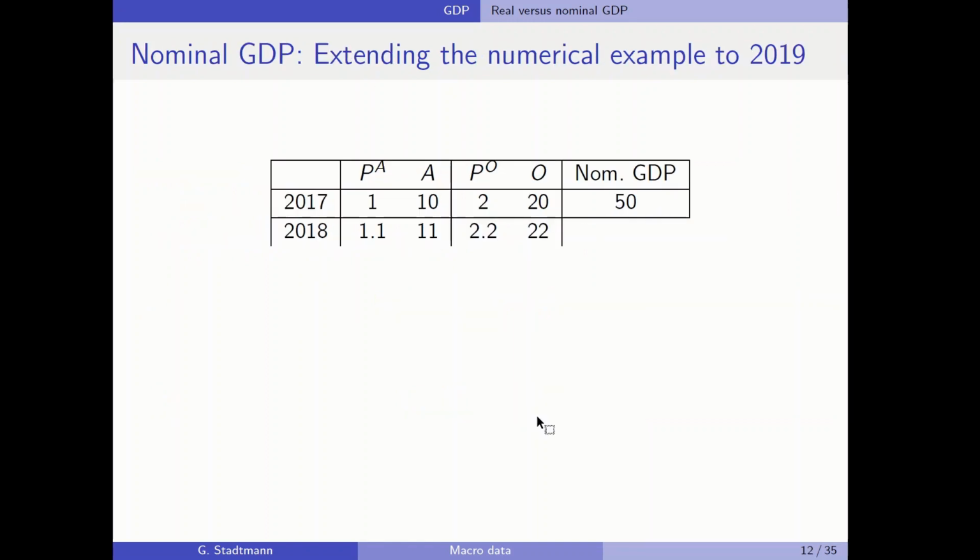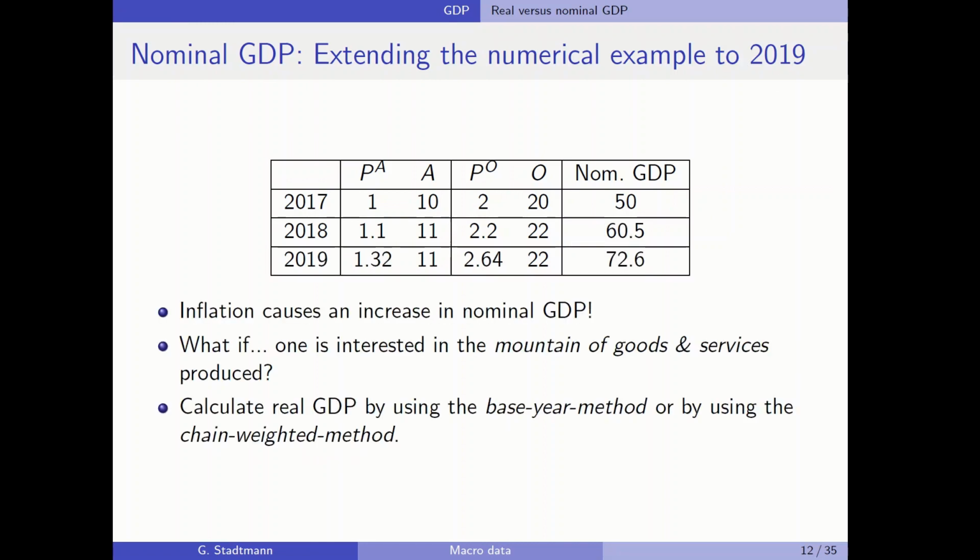Let's extend our numerical example with respect to nominal GDP to the year 2019. From 2018 to 2019, we are now assuming that the number of apples produced and also the number of oranges produced is constant. Nevertheless, the prices increase from 2018 to 2019 in both sectors. And hence, nominal GDP increases due to the fact that the prices increase.